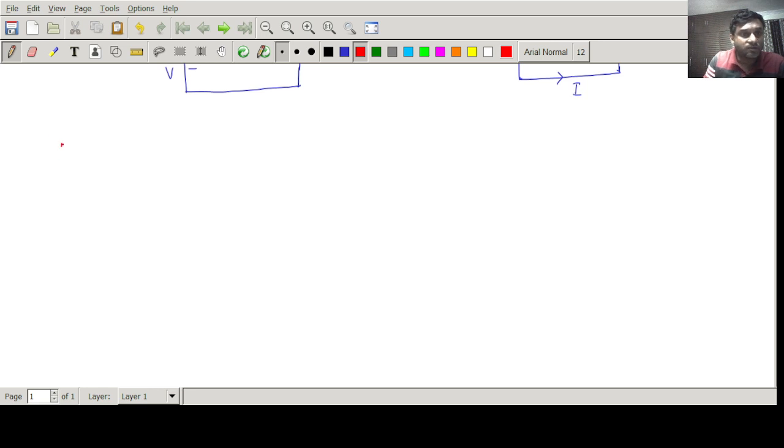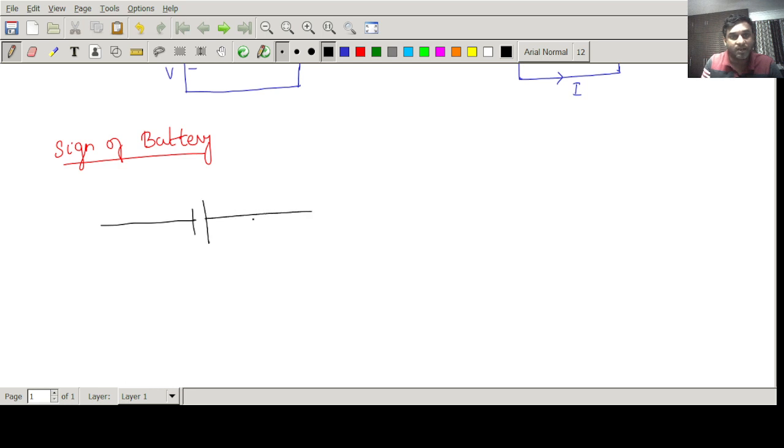First we will think about the sign of the battery. The battery can be connected in the positive-negative way or the negative-positive way. So let us think that I have taken one battery. There are two ends of the battery, which I am naming end A and end B, where this is the negative end and this is the positive end, and the EMF of the battery is E.